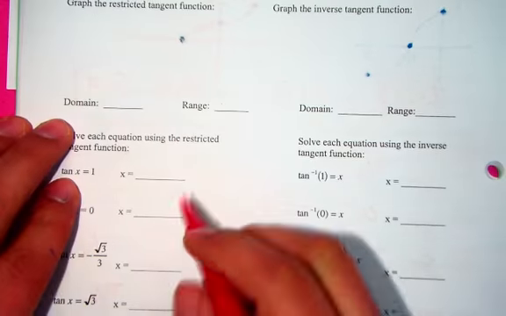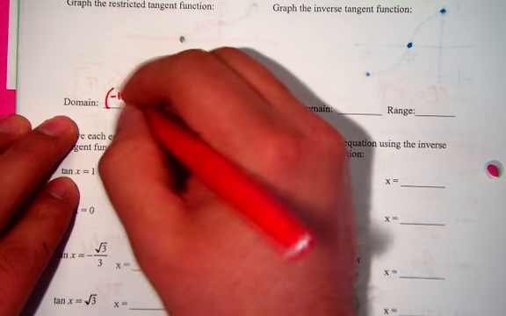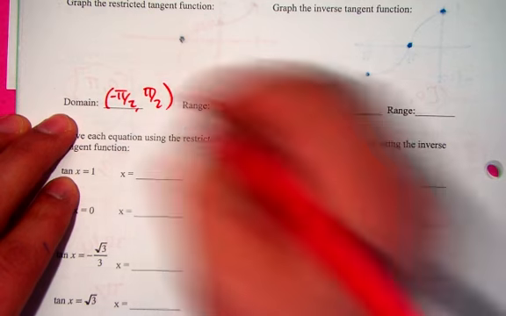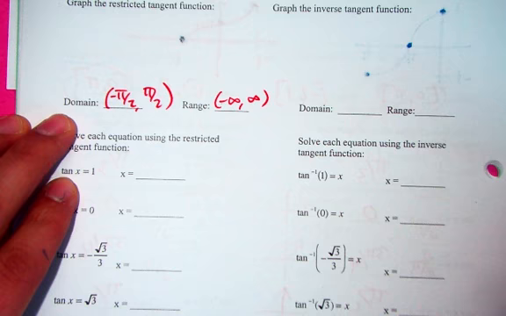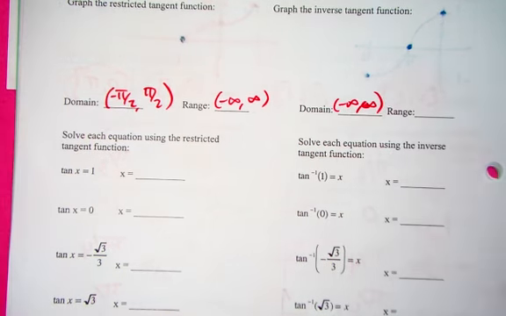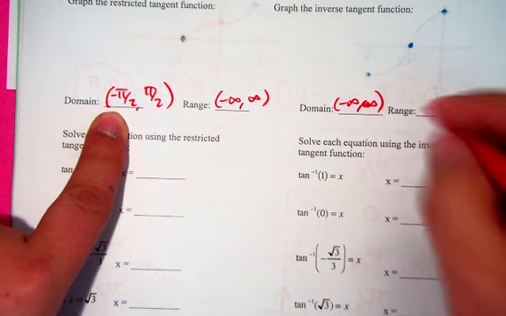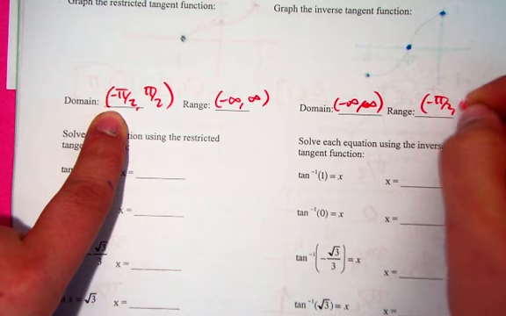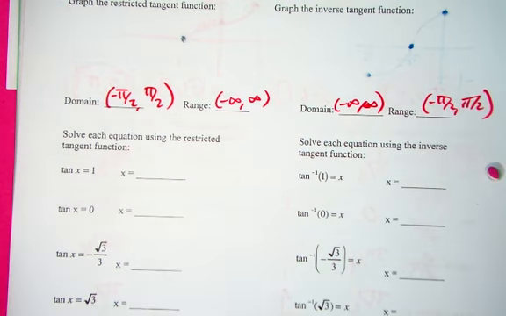Here's what I want you to get down. We'll finish this page tomorrow, but here's what I do want you to write. For the restricted tangent function, the domain is going to be negative pi over 2 to pi over 2. The range will be negative infinity to infinity. No brackets? No brackets. And if you remember the tangent graph, remember we have asymptotes? So that's why these are not in brackets. We'll do this tomorrow. So I got this right here. Just write down the domain and ranges so that when you're doing the homework, you at least know what we're talking about.